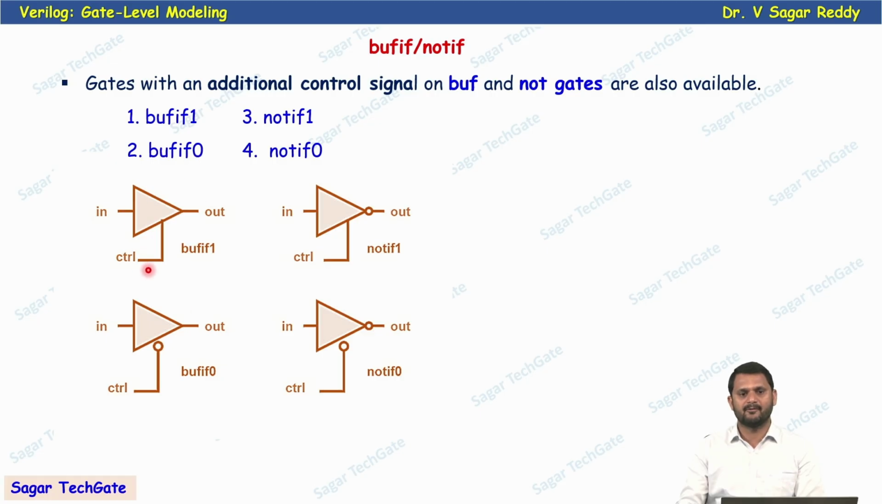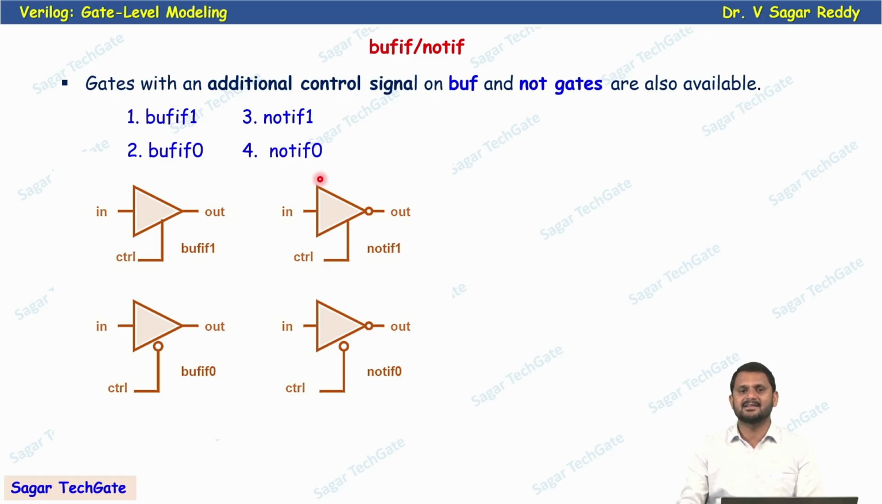So this is bufif1. It acts as a buffer. Buffer means the output equals the input when a particular control signal is provided. If the control signal is 1, for bufif1, then the output equals the input. In the case of bufif0, the control signal is 0, then the output equals the input. Now here this is a NOT gate, notif1, where the control signal is 1.